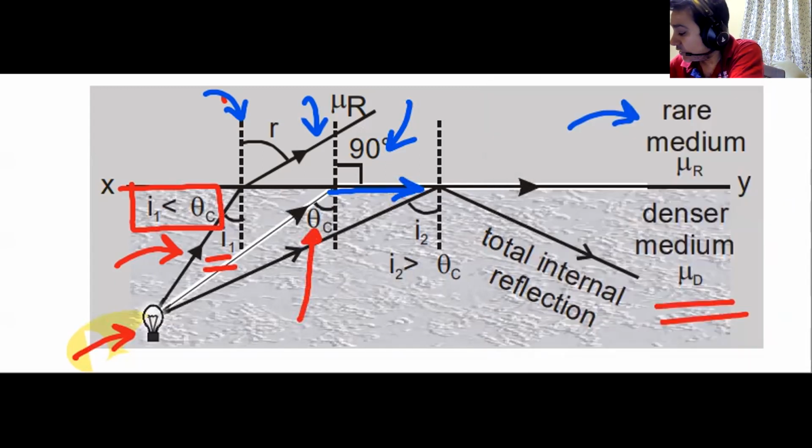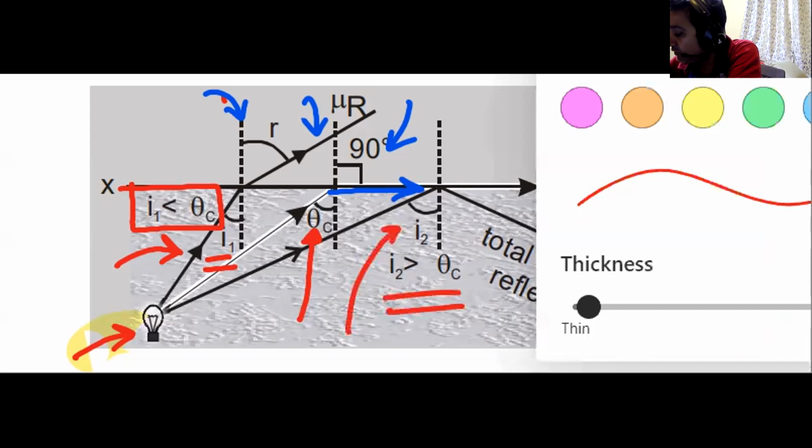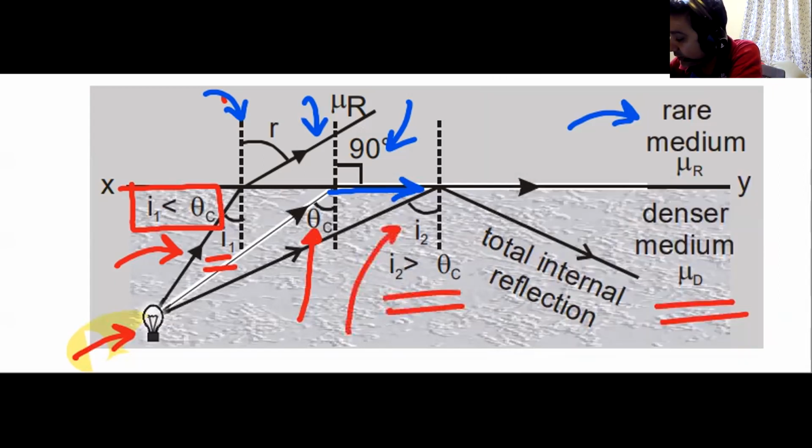Then we go to the third case. In the third case, you can see the angle of incidence is more than the critical angle. So what do you see, my dear friends? This is the wrong diagram. The light will not go like this. The light will go like this in the blue direction. It will not pass into the second medium. It will come back into the first medium. This phenomena is known as TIR.